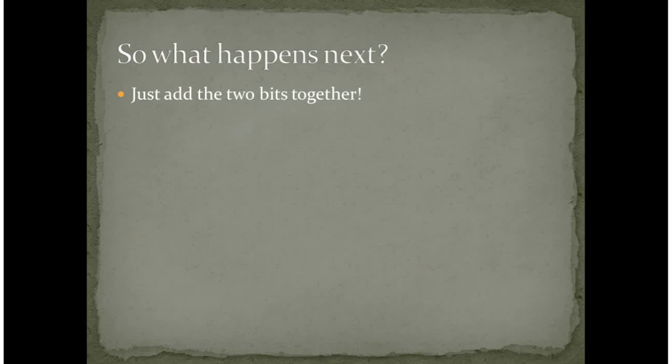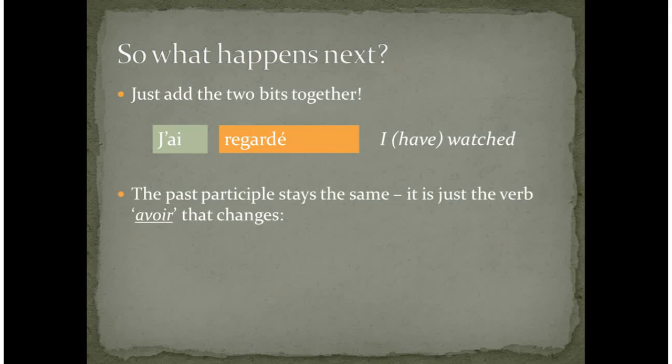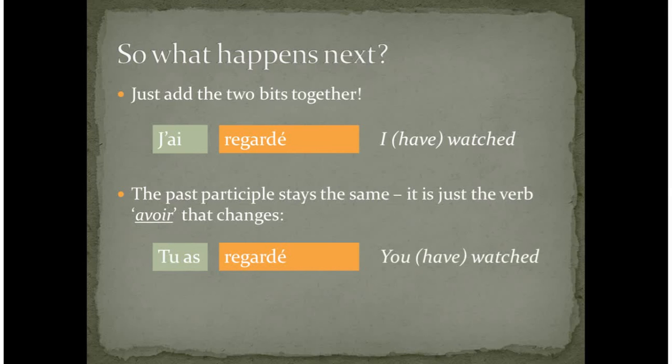Okay, so what happens next? Well, you just add the two bits together. So you take the j'ai from the verb avoir and then the past participle. So j'ai regardé is I have watched. So the past participle stays exactly the same, it's just the verb avoir that changes. So we've got tu as regardé for you have watched, okay, or il a regardé, he has watched.